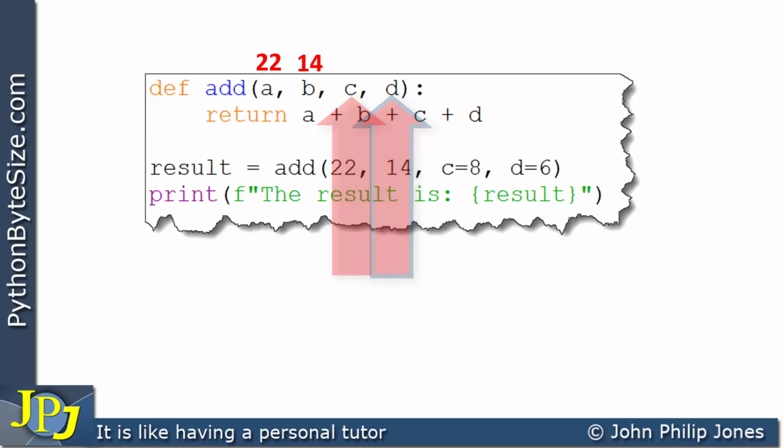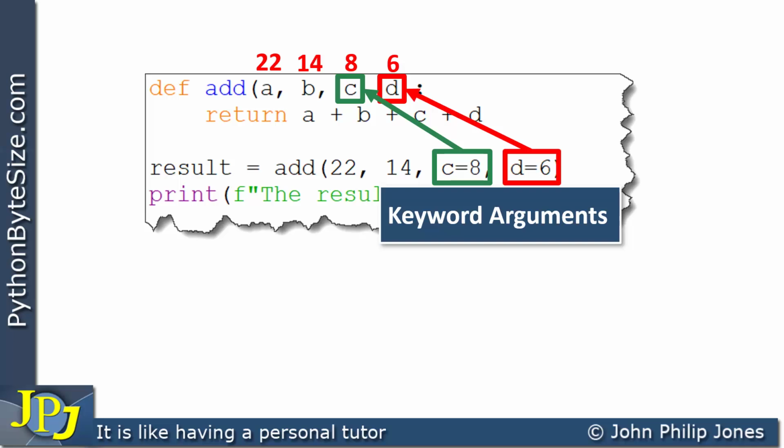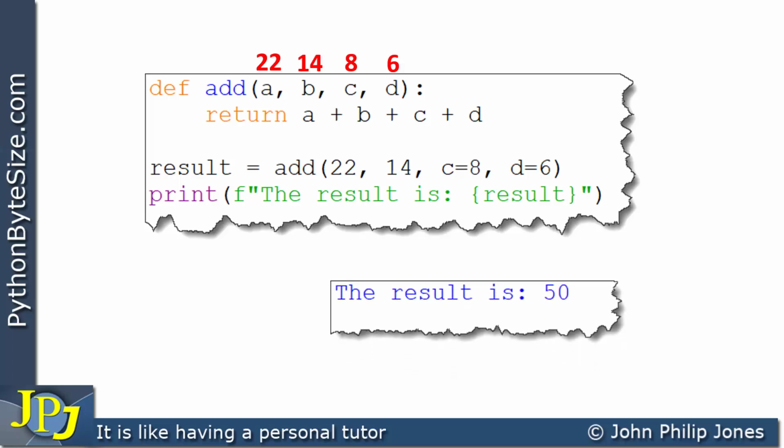Consequently, when you call the function, the C and the D are copied, as you can see. The C assigned 8 is copied to C, as you can see here, and the D equals 6. The 6 is copied to the D, as you can see here. And we refer to this mechanism as keyword arguments. And of course, when this program executes, we're going to get this output. The result is 50.